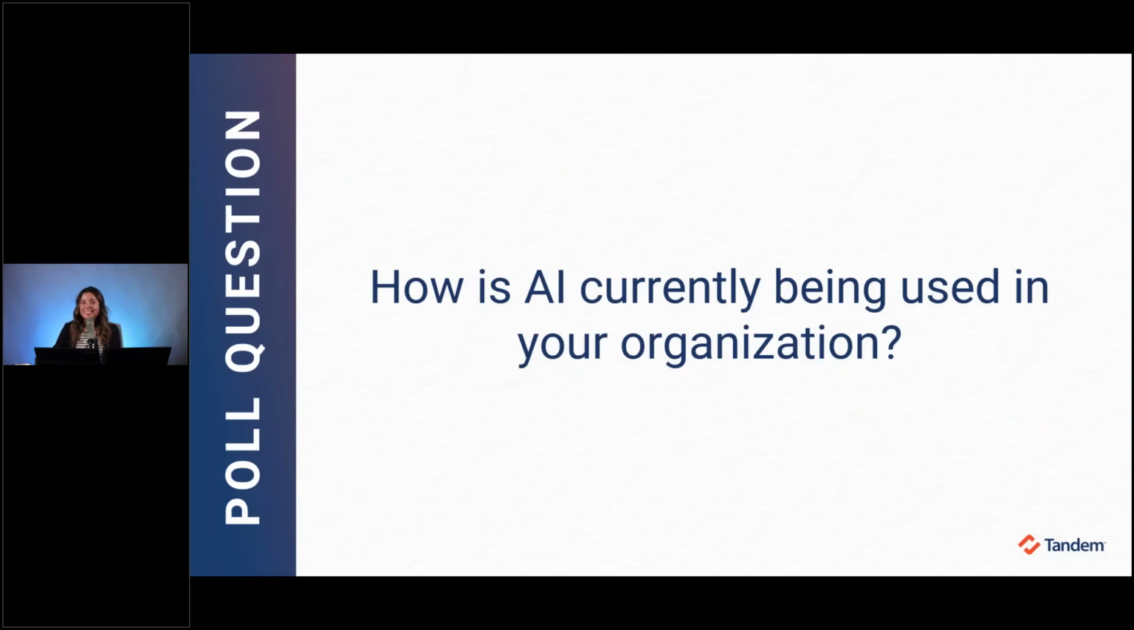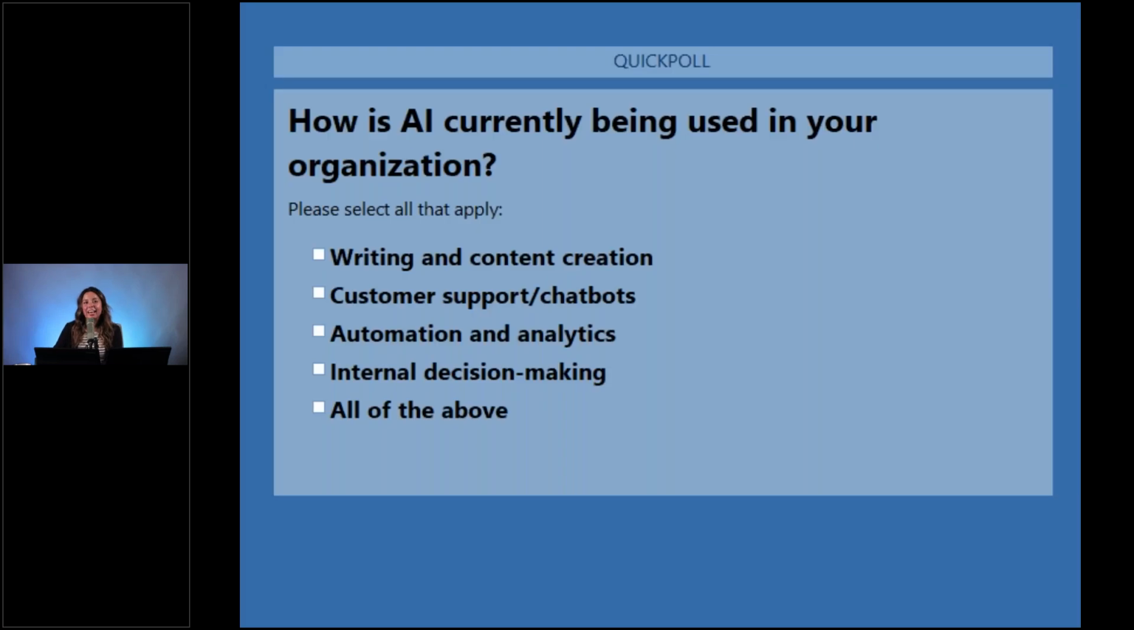Okay, so as you can see, the way your organization uses AI plays a huge role in shaping what your policy should include. So before we move on, let's take a moment to see how AI is currently being used across today's audience. How is AI currently being used in your organization? So this is both official and unofficial use, and you can select all that apply in this question.